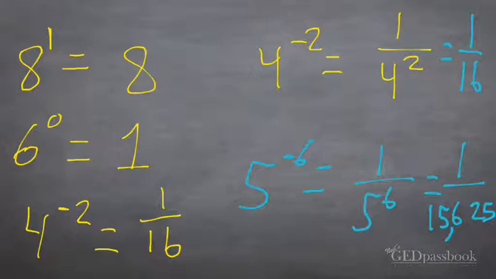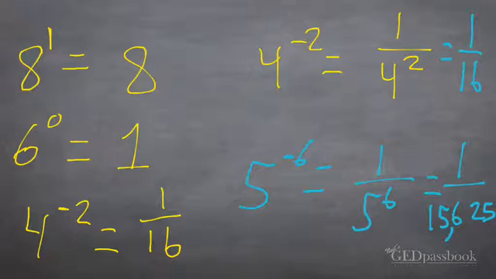So, all you guys got to note is that anything to the power of a negative number is 1 over that number to the power of the other number. These are rules.